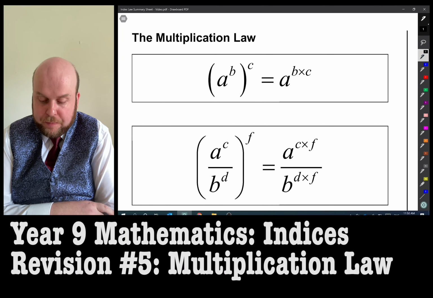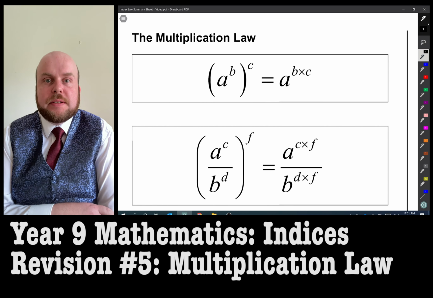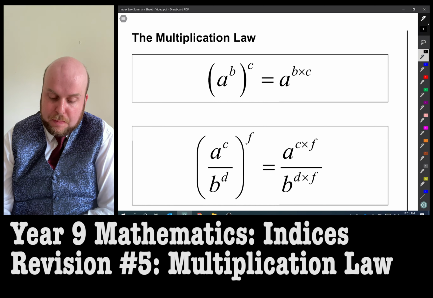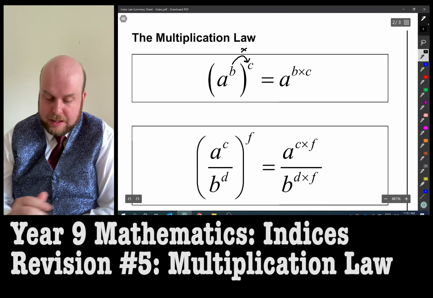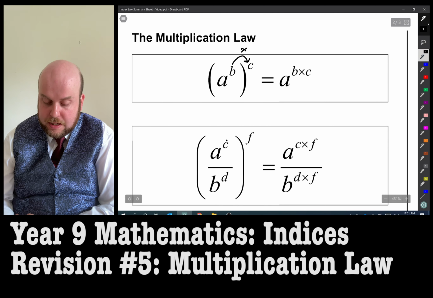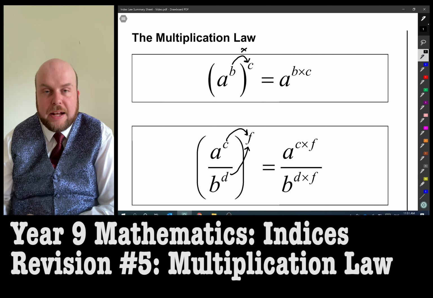The multiplication rule. The multiplication rule works like this. If I have an index inside some brackets and I've got it to a power, these two powers multiply together. The one thing to also be aware of, if I've got a fraction inside, is that every power gets multiplied by the power on the outside.